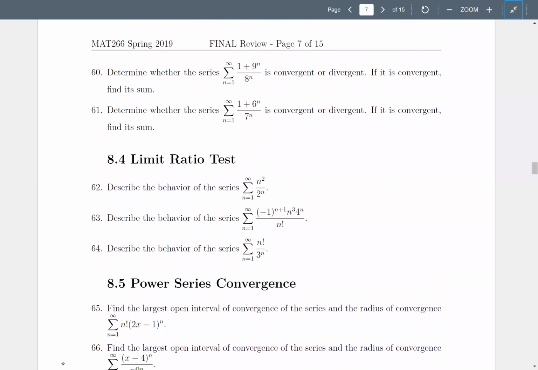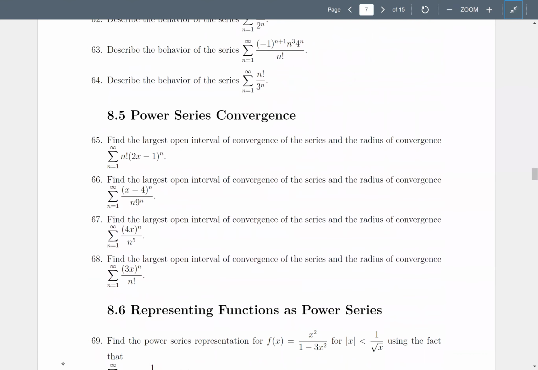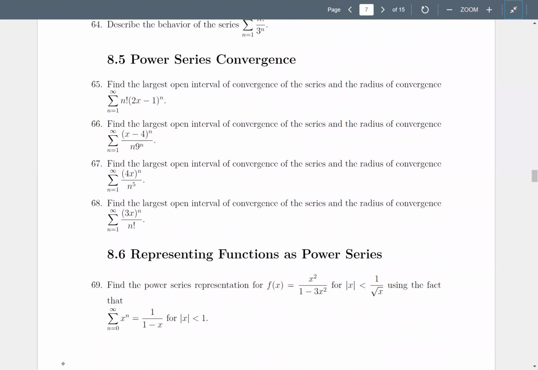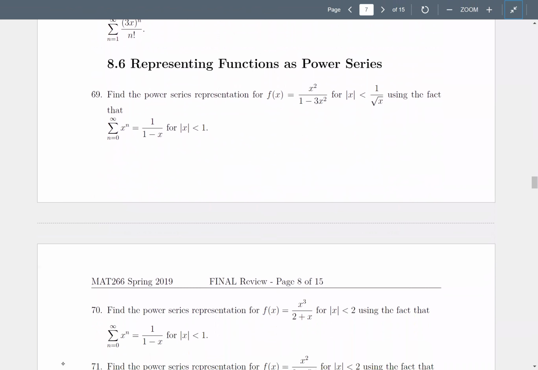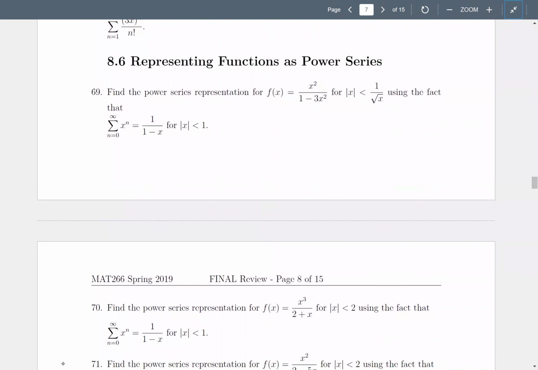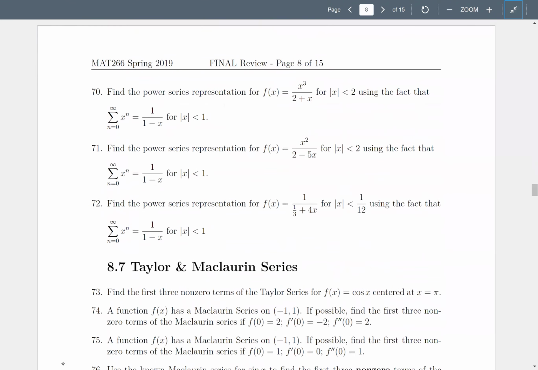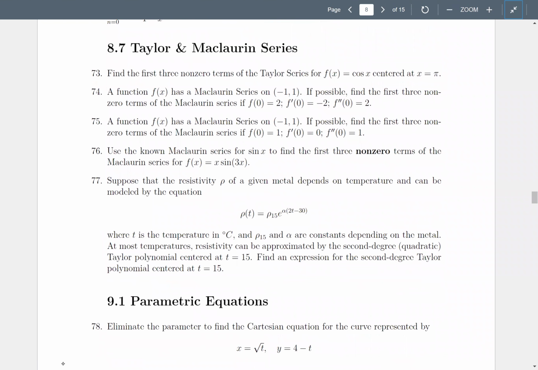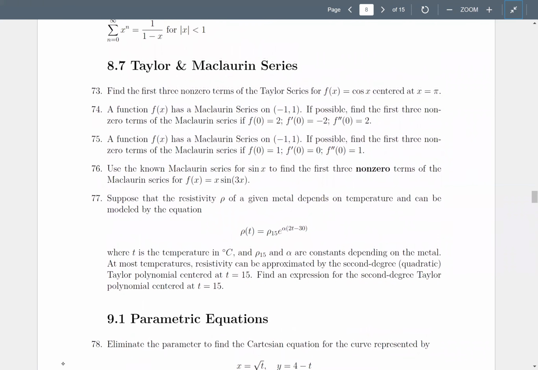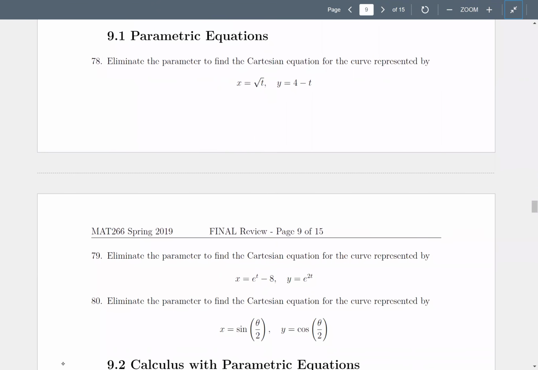So you see this number 60, 61, and so on. So limit ratio test, it's basically ratio test. Ratio test right now, I did number 66 right now. That's what we covered. I did not cover this one, representing functions as power series using known power series. So practice that. We did it many times in class. Taylor Maclaurin series, I covered knowing derivatives and building from scratch. Practice that, both.